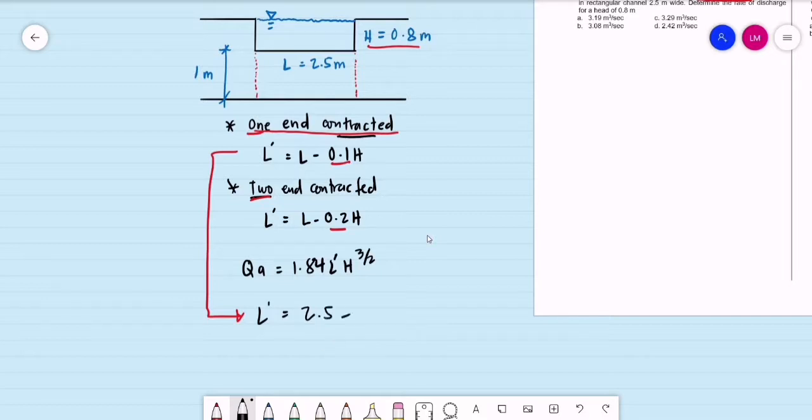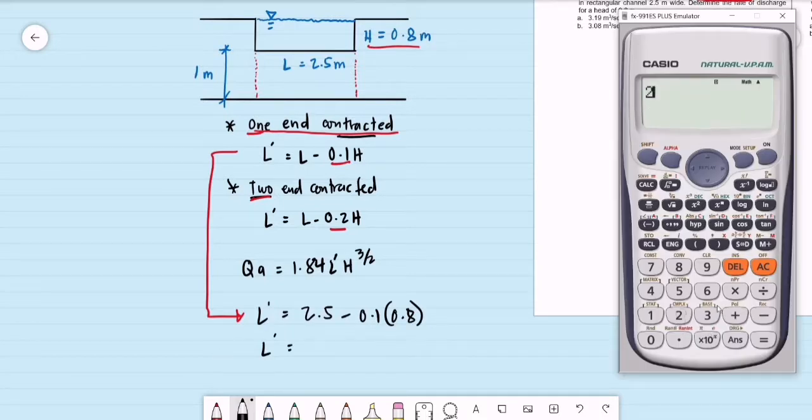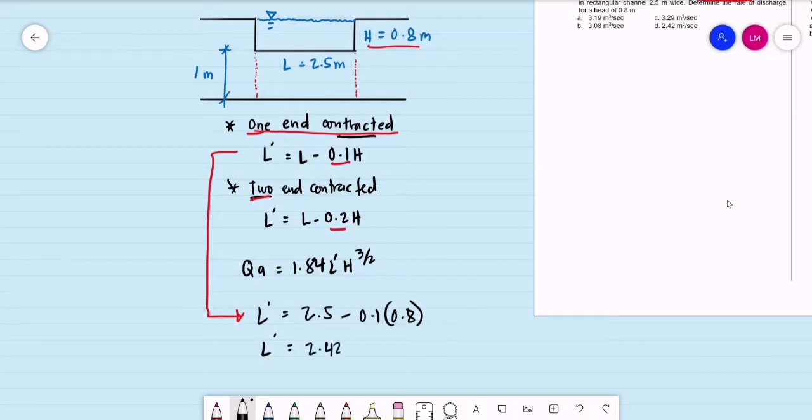Okay, 2.5 meters minus 0.1. Ano yung given na head? 0.8. So, this will be L prime equal to 2.5 minus 0.1 times 0.8. This is equal to 2.42 meters. Ito lang yung parang effective width na dinadaanan ng tubig.